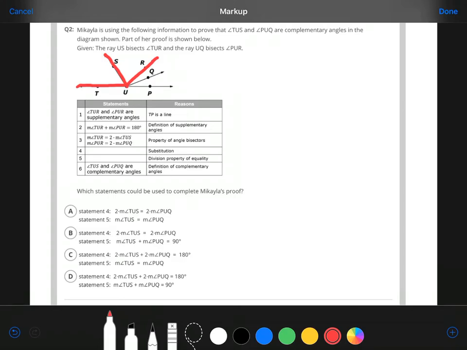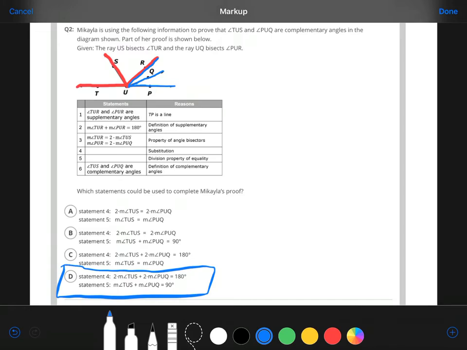And ray UQ bisects angle PUR. So UQ bisects PUR. And then we have a 2-column proof. Which statements could be used to complete Michaela's proof? So the answer is D.